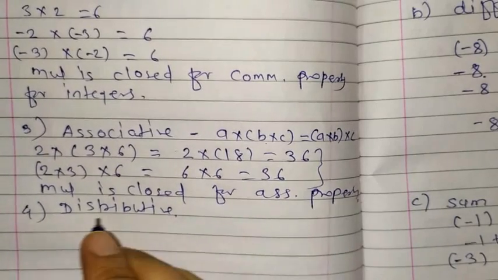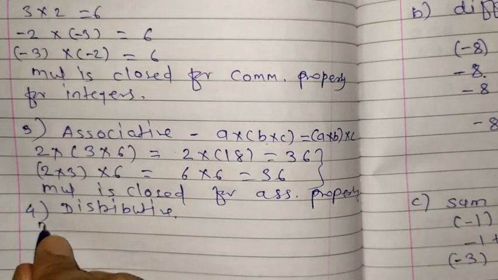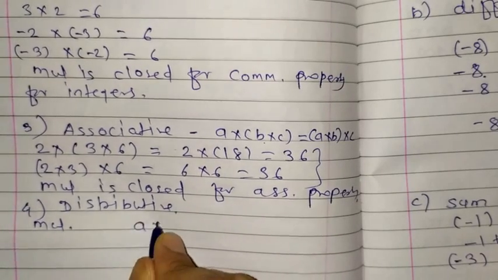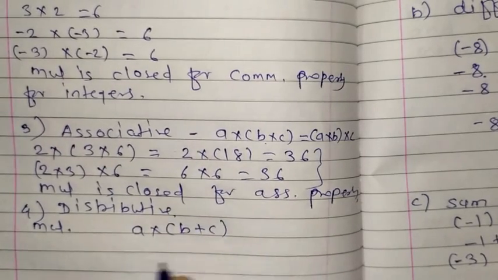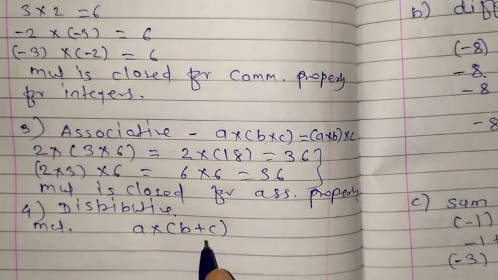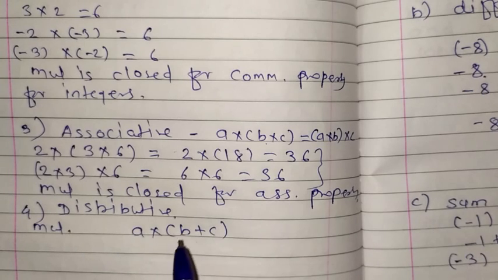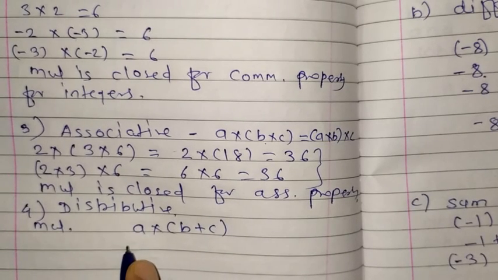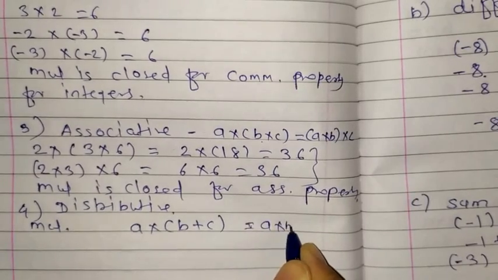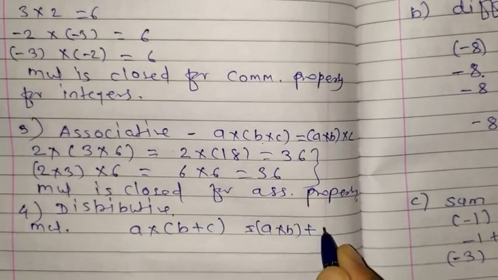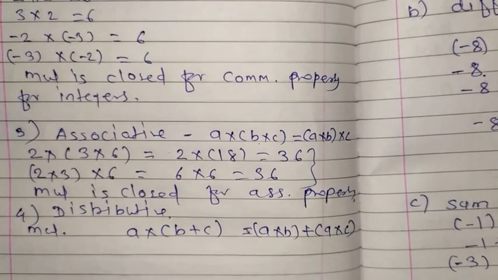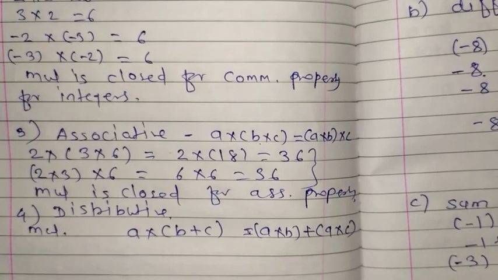In the distributive property we will see multiplication. So for example, A into B plus C. This is distributive property for multiplication under the addition, because in B and C we use addition. So it is nothing but same as A into B plus A into C. This is the explanation of distributive property.